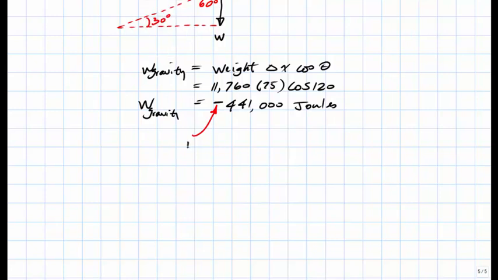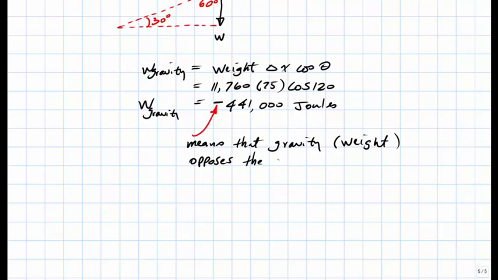Now, the reason we obtained a negative, of course, is because gravity opposes the motion of the car. So this negative means that gravity, which of course creates the weight of the car, opposes the car's displacement. And that completes this lecture.